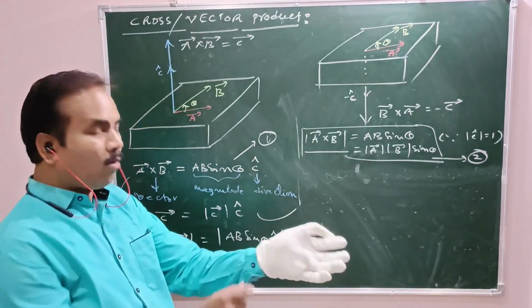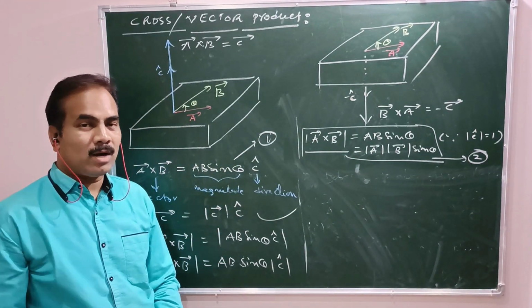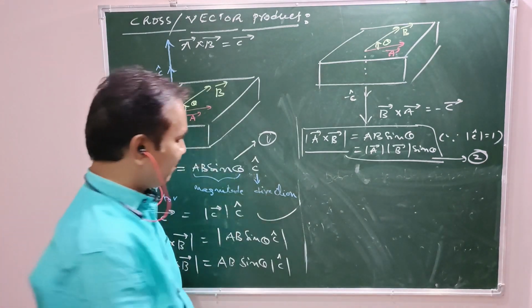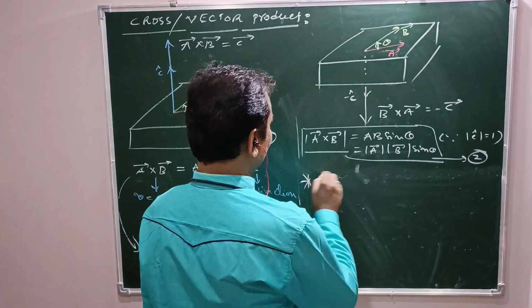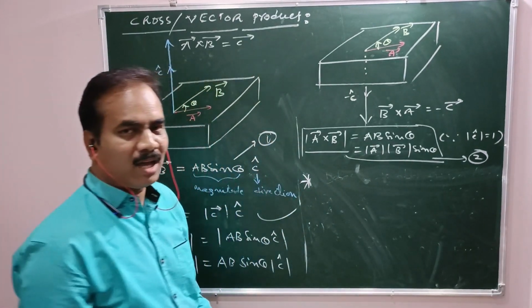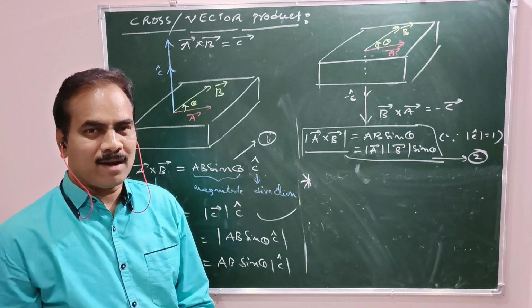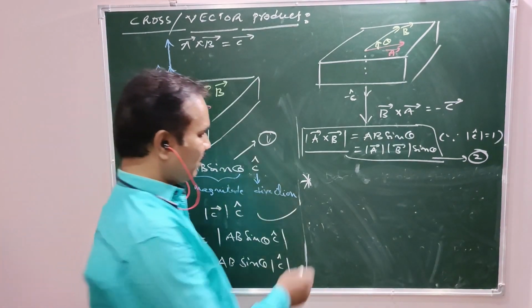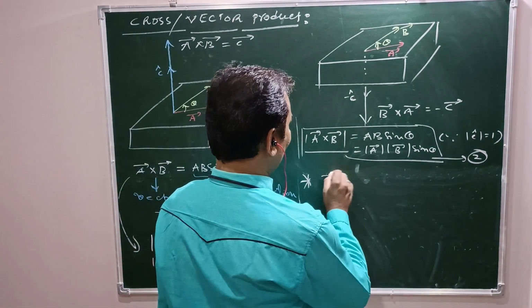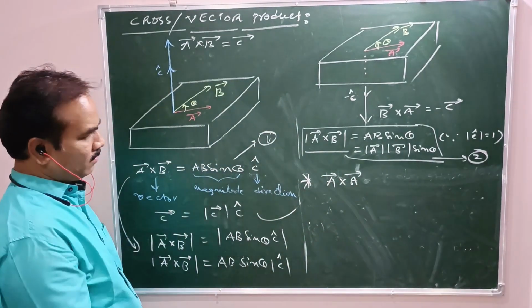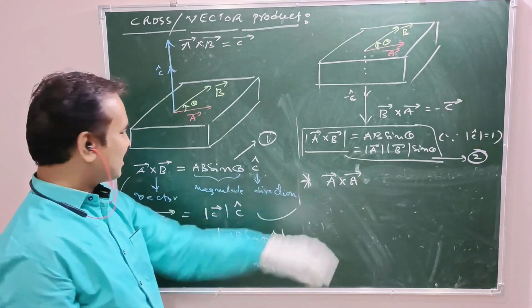Now, what about the cross product of a given vector with itself? Next point, the cross product of any vector with itself. That is something like A bar cross A bar, otherwise B bar cross B bar. See, A bar cross A bar, the cross product of vector A bar with itself.